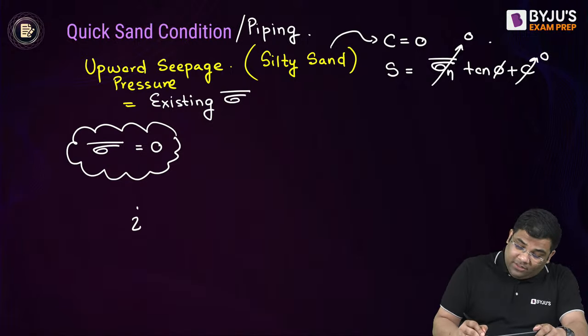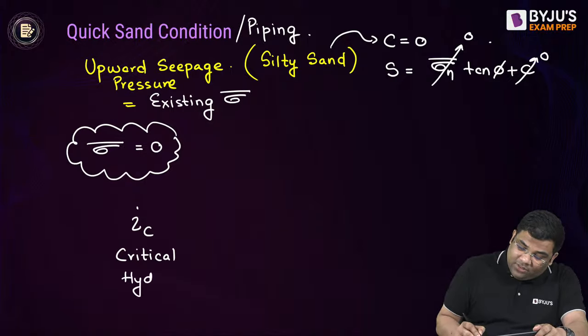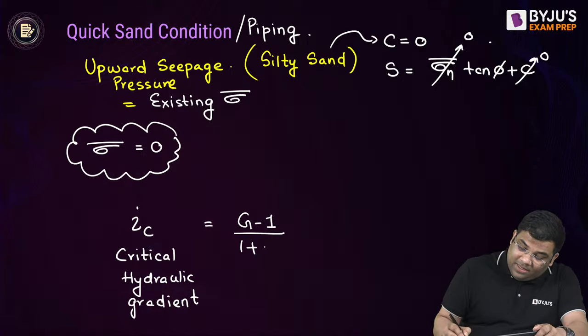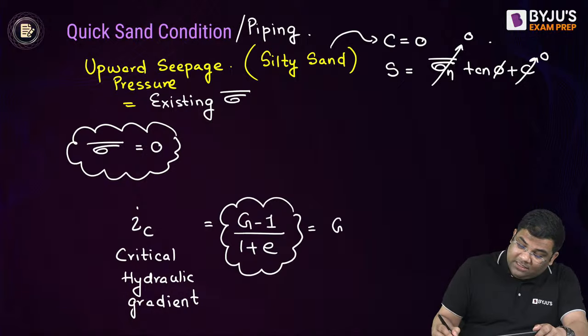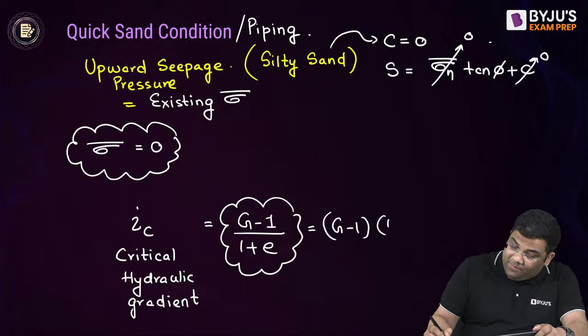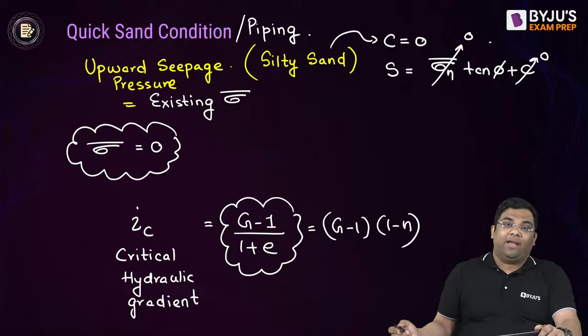And the equation for the hydraulic gradient is known as the critical hydraulic gradient. Your critical hydraulic gradient will be equal to (G minus 1) by (1 plus e). Remember this? Or I can write this as (G minus 1) by 1 minus the porosity value.